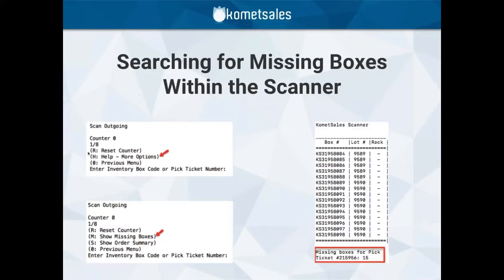The searching for missing boxes within the scanner. There's a couple of things that we want to go over as we discuss this topic. One of the main things is that if you're shipping out orders to your final customers, you're aware of what boxes have been scanned, how many boxes are missing to be scanned, and also where it's located if you are using the location process within Komet Cells.